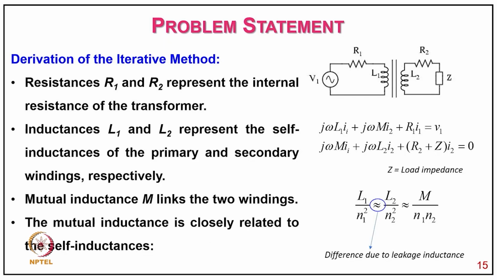Resistances R1, R2 represent the internal resistance of the transformer, and inductances L1, L2 represent the self-inductance of the primary and secondary windings. The mutual inductance M links the two windings, and it is closely related to the self-inductance. We can write the equations again: jωL1 I1 plus jωM I2 plus R1 I1 equal to V1. Similarly, jωM I1 plus jωL2 I2 plus (R2 plus Z) I2 equal to 0, where Z is the load impedance. And you can write L1 upon N1 square approximately equal to L2 upon N2 square equal to M upon N1 N2, although it may differ a little because of the leakage inductance.